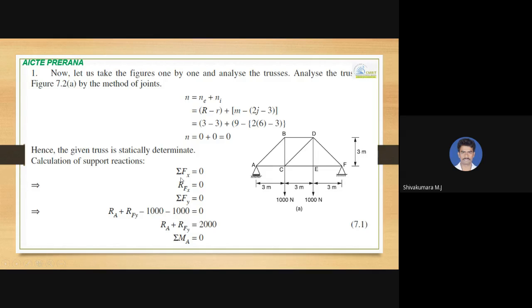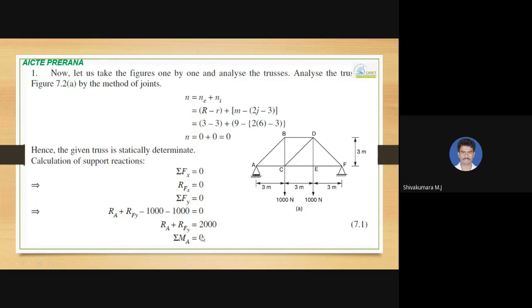RFX equal to 0 we can say directly, because there is no horizontal force on this truss. So let us apply the conditions of equilibrium to determine the support reactions. Summation of Fx equal to 0, so the horizontal component of RF, that is RFX, equals 0. And summation of Fy equal to 0. At A, RA is acting upwards. At F, the vertical component RFY is acting upwards. So RA plus RFY minus 1000 at C and E acting downwards equals 0. So you get the equation RA plus RFY equal to 2000.